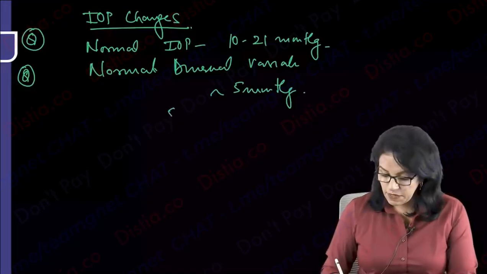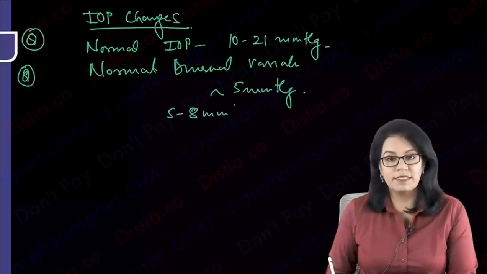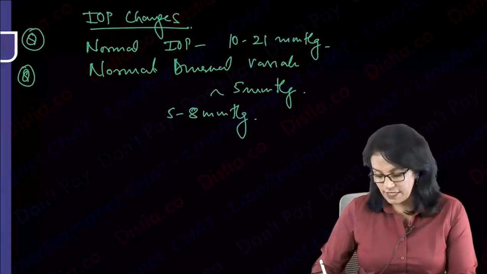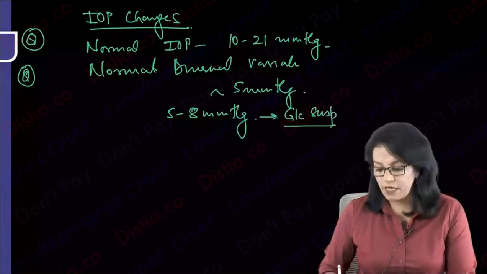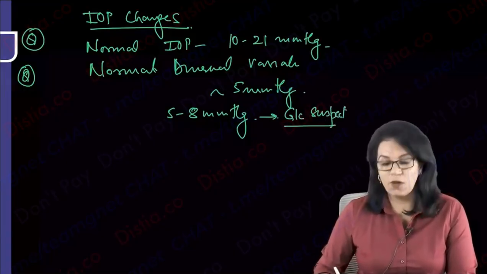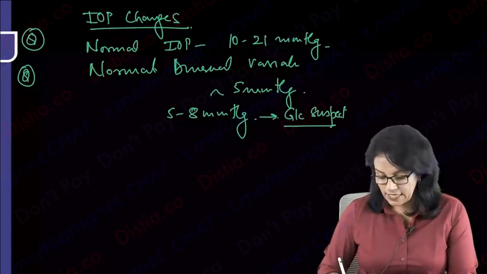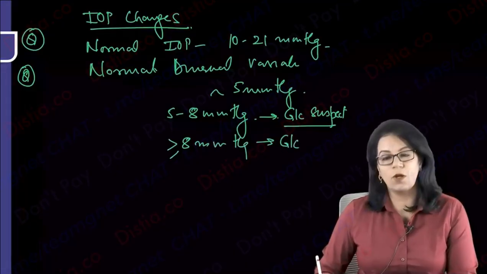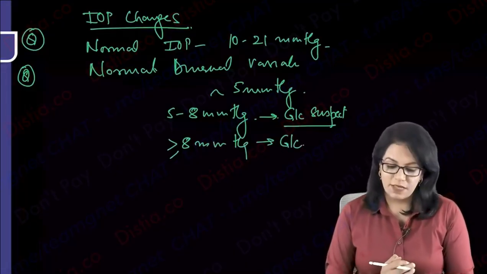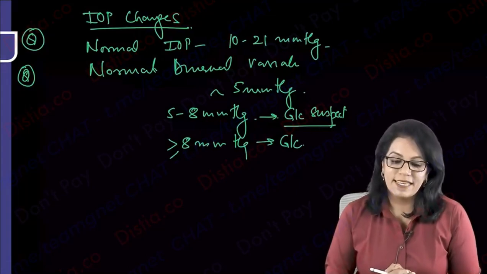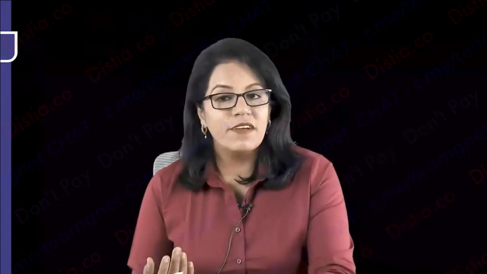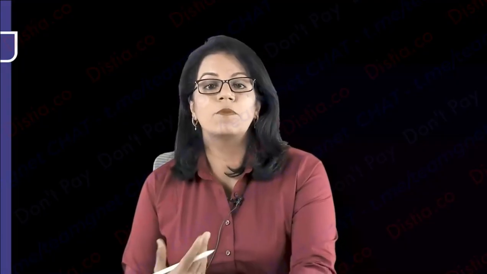Okay, so anything between 5 to 8 mm, if there is deviation, we will just consider it as a suspect case. He may or may not be glaucomatous. We call it glaucoma suspect. And if it is more than 8, then it is almost a definitive indication of glaucoma. Okay?